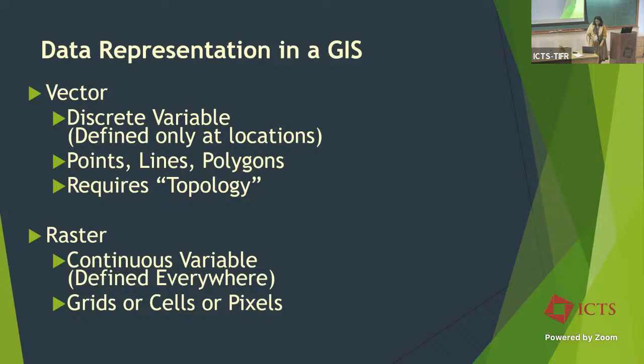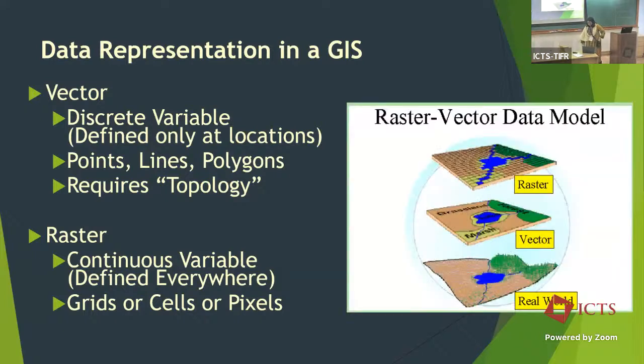And these are basically grids. The units of a raster are grids or cells or pixels. I think most of you are familiar with the raster format because if you've used any kind of image software, that's all rasters, right? So yeah. So you have the real world.